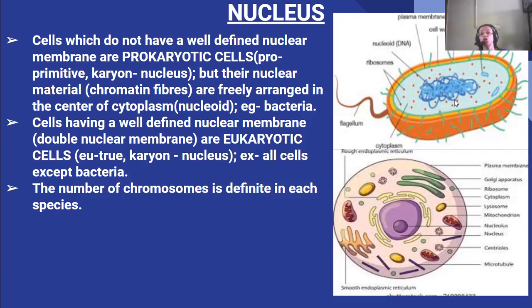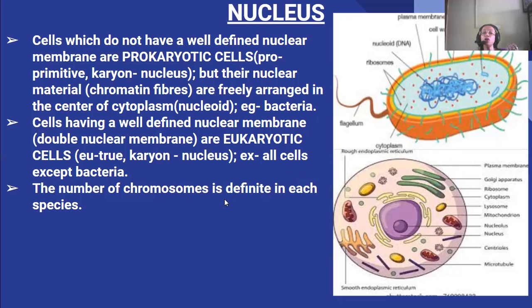Pro means primitive and karyon means nucleus. Their nuclear material, that is the chromatin fibers, are freely arranged in the center of the cytoplasm. That's why it is known as nucleoid, resembling the nucleus. For example, this type of prokaryotic cell is present in bacteria. Now the cells which have a well-defined nuclear membrane, like animal cells and plant cells, except bacteria, are known as eukaryotic cells, those cells which have a well-defined double nuclear membrane.